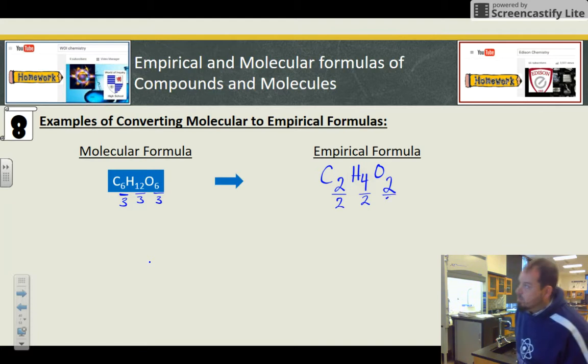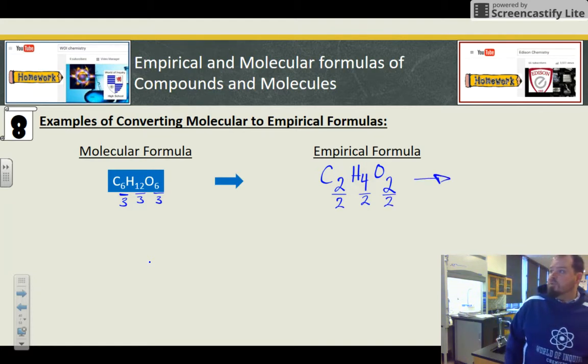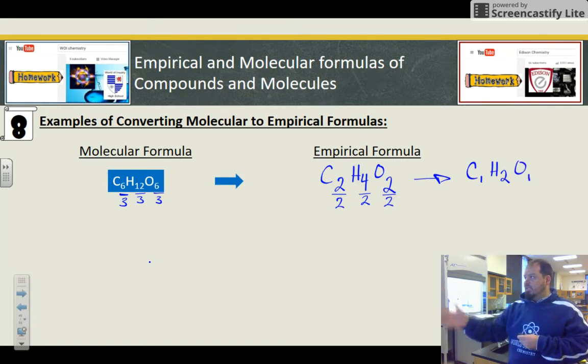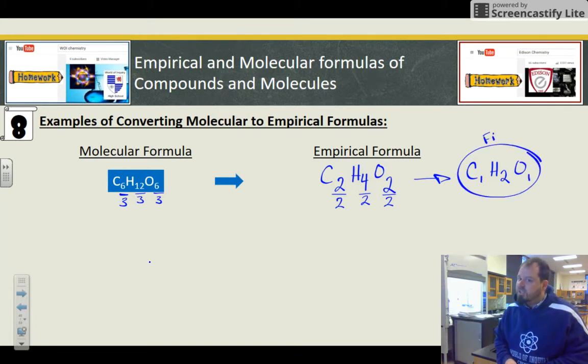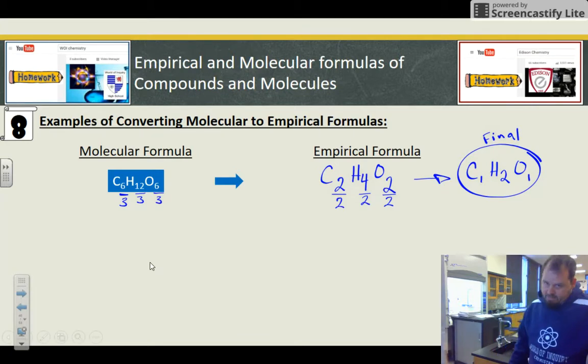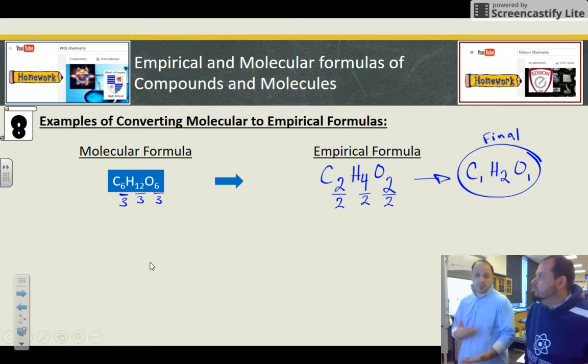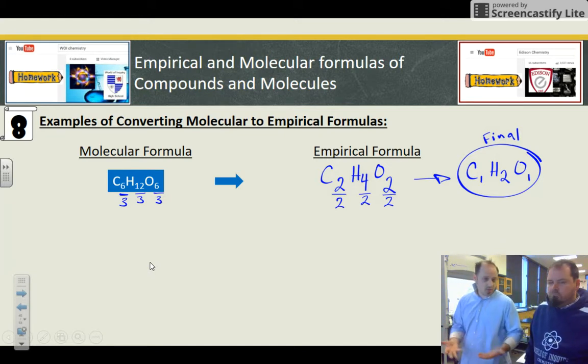As a matter of fact, what we're recommending you do is, if you pick a number as a factor and you come up with something that can go farther, you must continue to go farther until you can no longer go farther. Does that make sense? Absolutely. That's how you get to the lowest common ratio, the simplest ratio of subscripts, which is what empirical formula really is all it is.